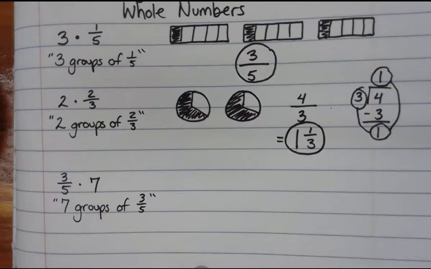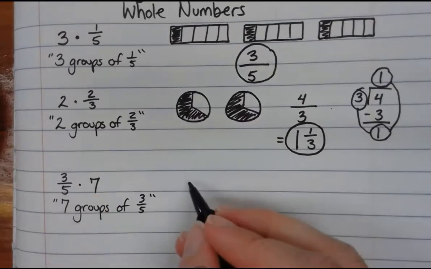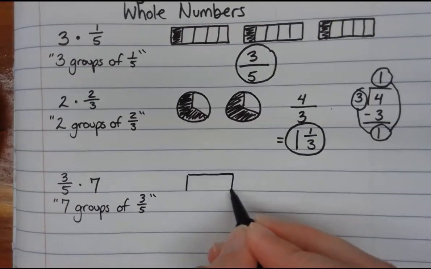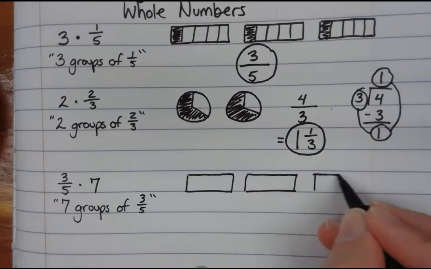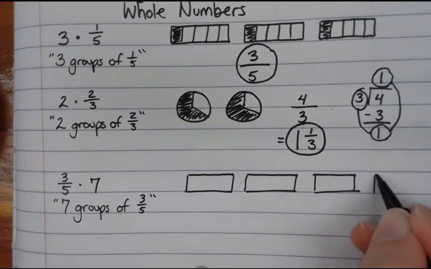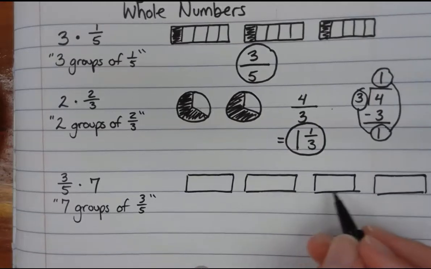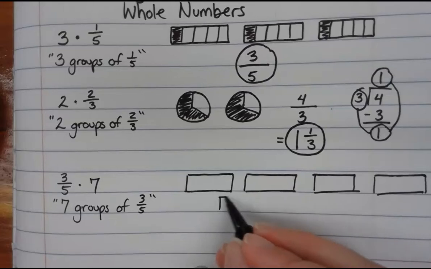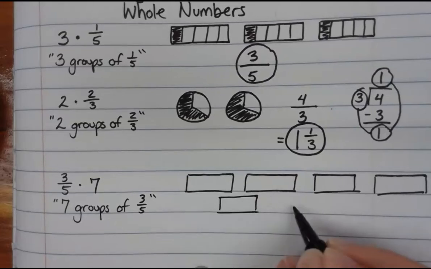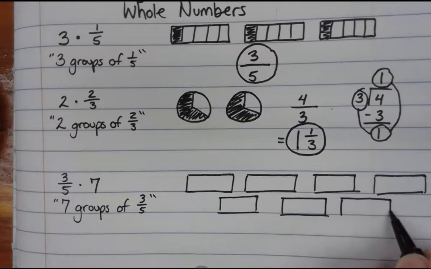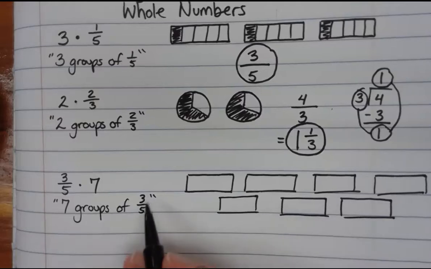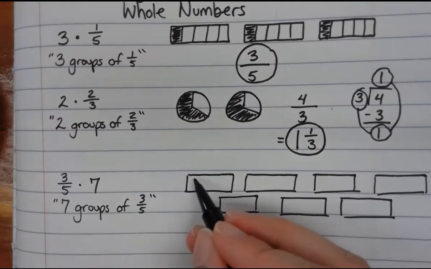3/5. And so it's going to take me a little longer to draw out 7 boxes. And so I can do it, right? We could draw, there's 1, 2, 3, 4. Try to make your boxes the same size. I got that one a little small. 5, 6, 7. And we need 3/5 in each one, so we're going to split them up into fifths.